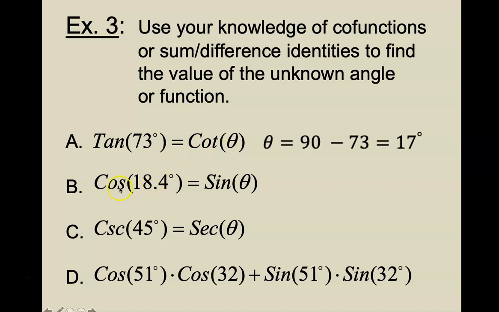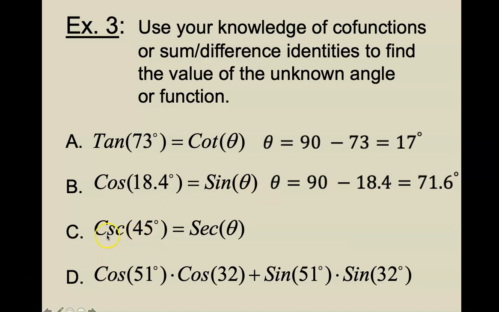Using that same logic here, cosine and sine, again, cofunctions of each other, they're the same when their angles are complementary. So if I want to find what this theta is, I just take 90 minus this, and I get 71.6. So cosine of 18.4 is the same as sine of 71.6. Cool stuff. This one's really kind of neat too.